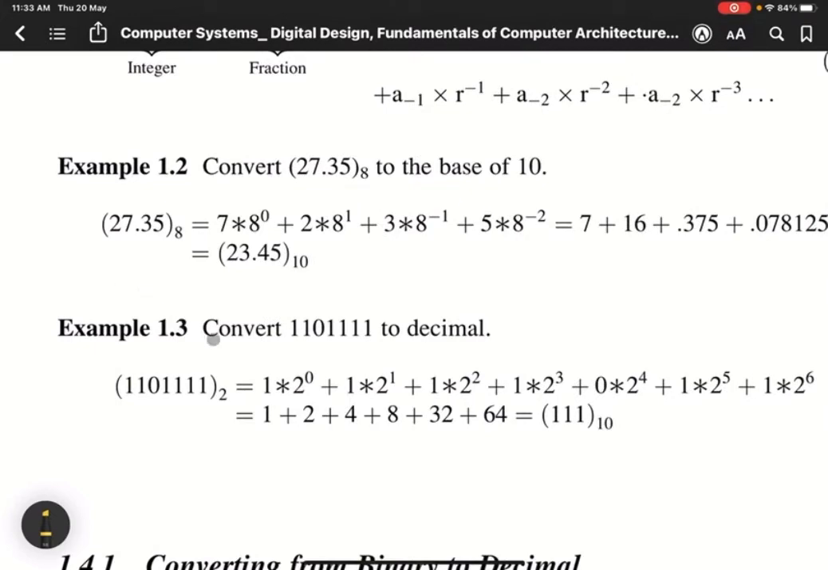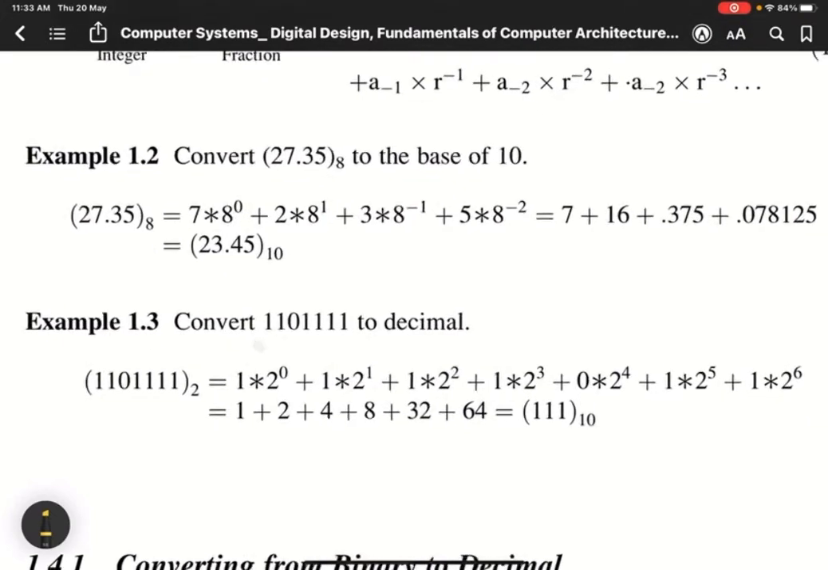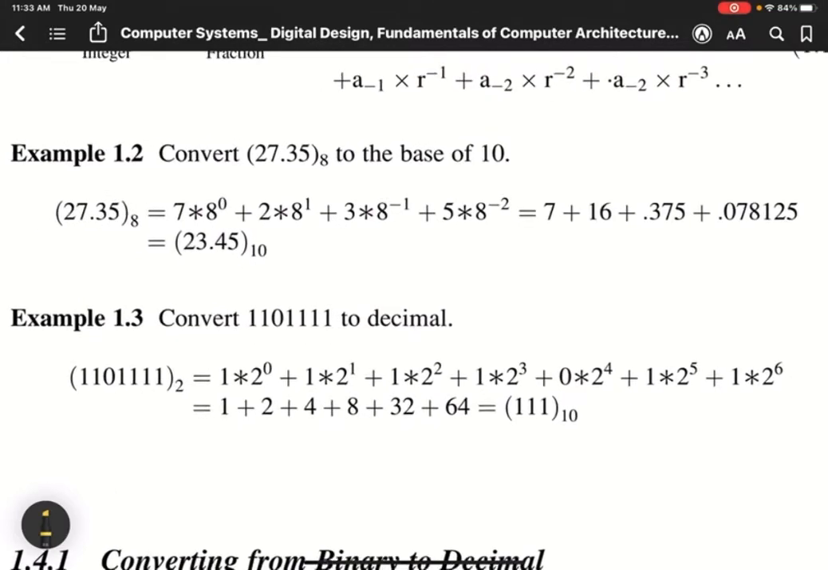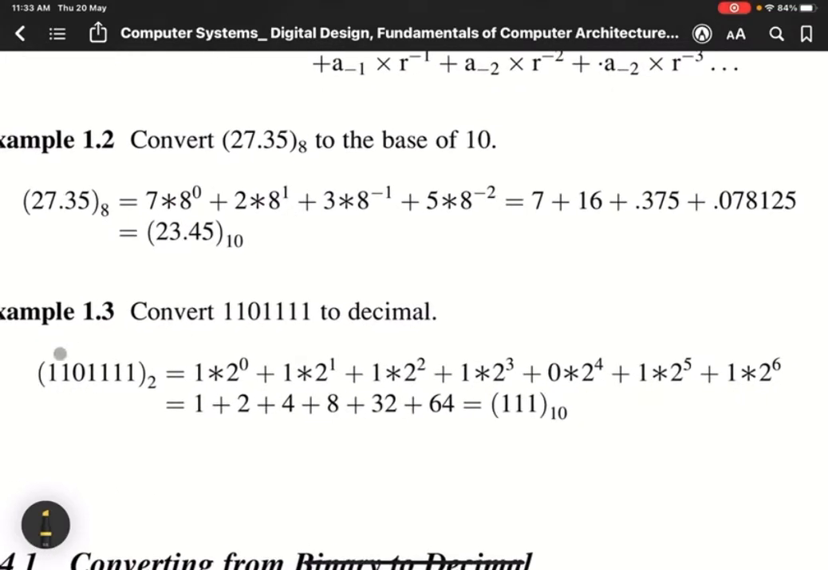For the second example, we convert binary to decimal. It is the same. We have 11011, four 1s, and then base 2.